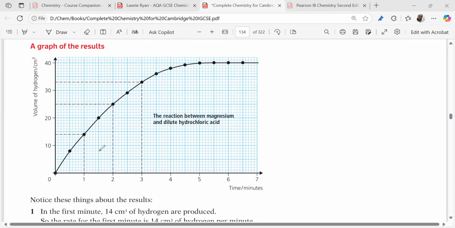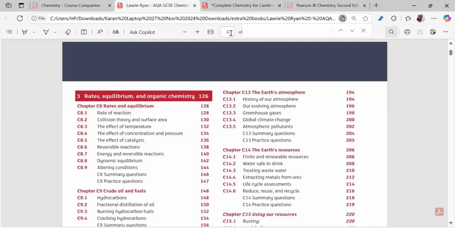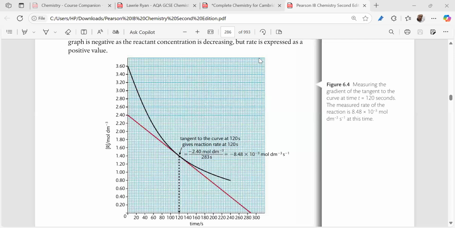Now, suppose you want to see a reactant curve. The reactant curve will be something like this, because the reactant gets used up. We are plotting the reactant concentration with time first. We have to plot that. After that, we are drawing a tangent. We have to draw a tangent.